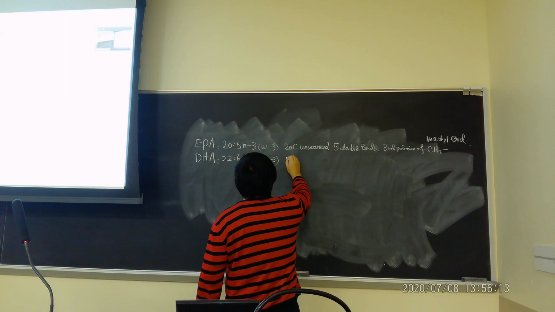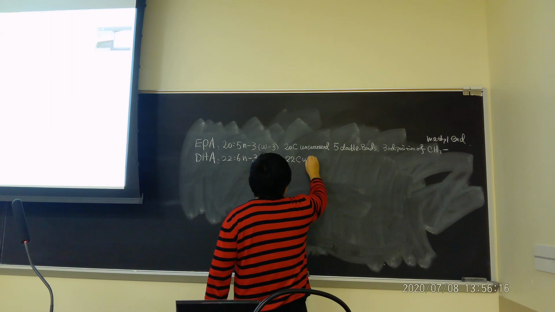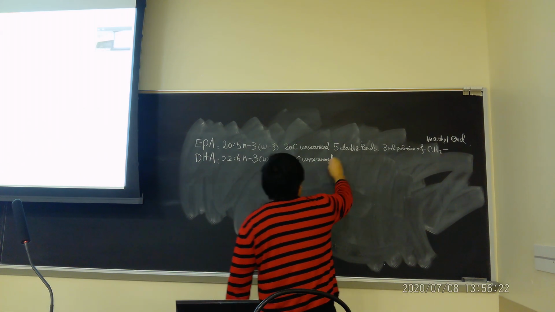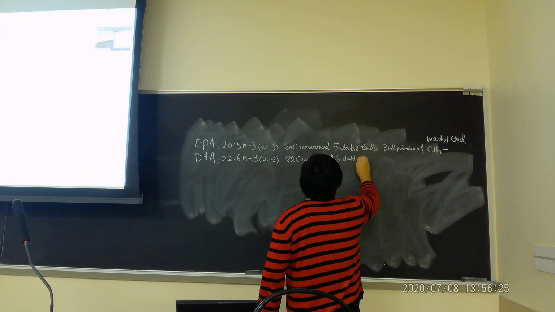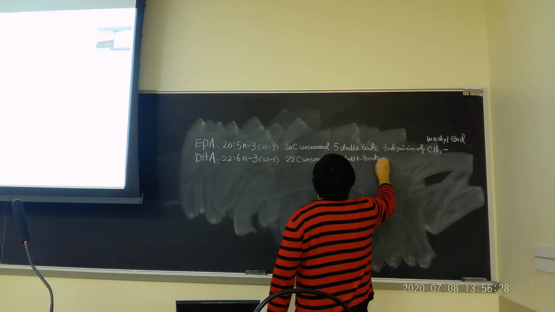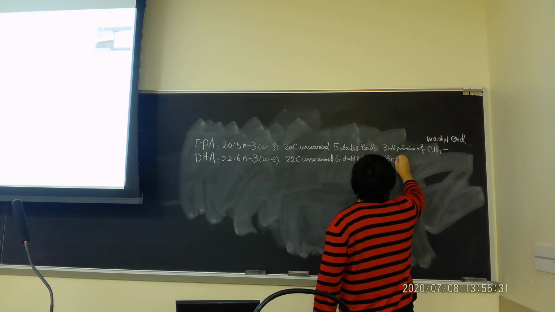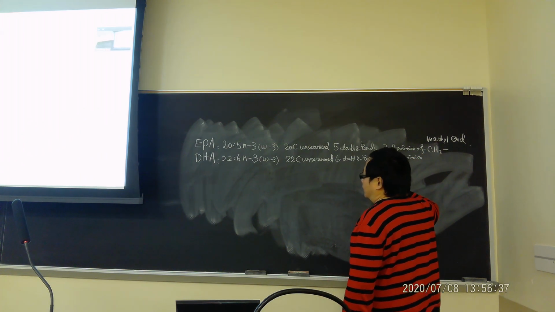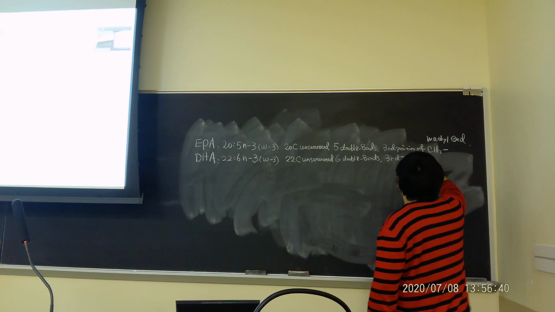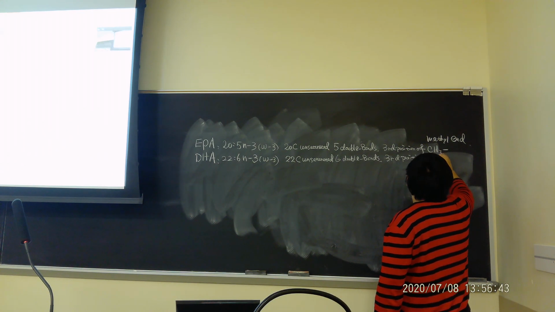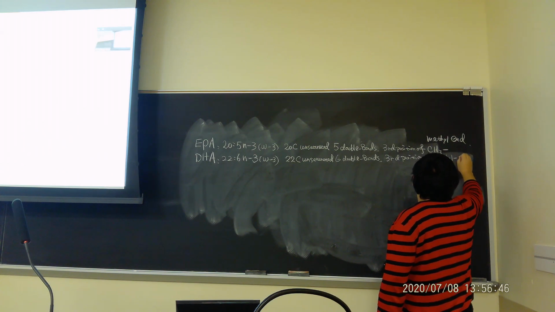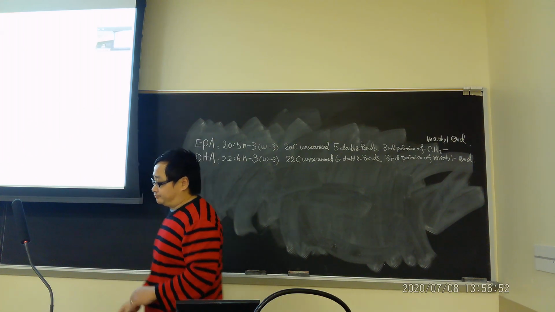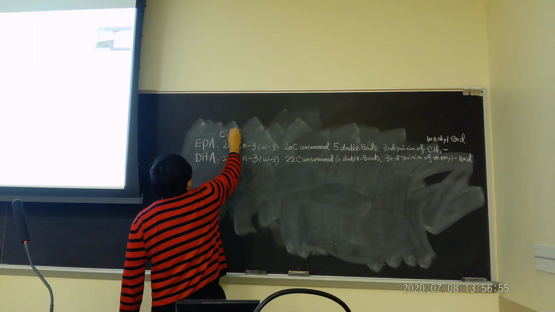DHA has 22 carbon, which is also obviously unsaturated. How many double bonds? Six double bonds. And of course, it starts from the third position, or as our textbook said, numbered from the third position of the methyl end. Okay. That's the methyl end. Now, of course, these are cis configuration.